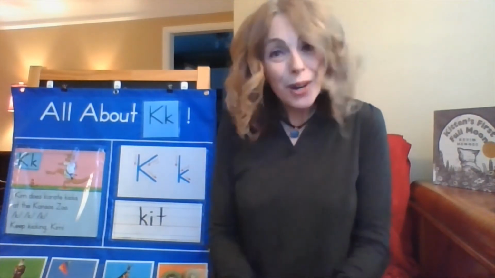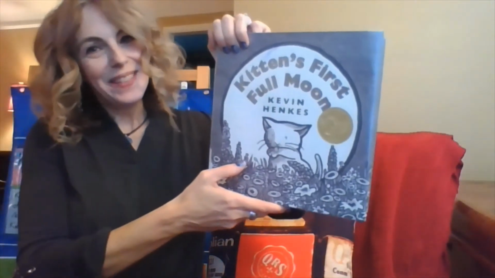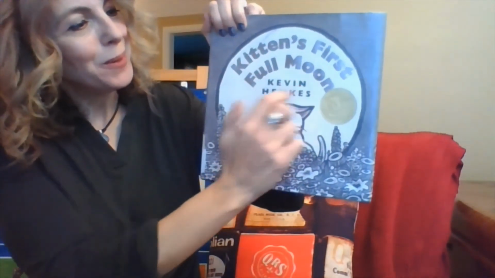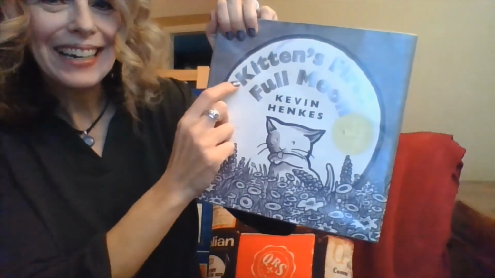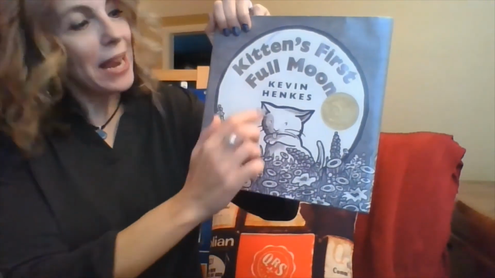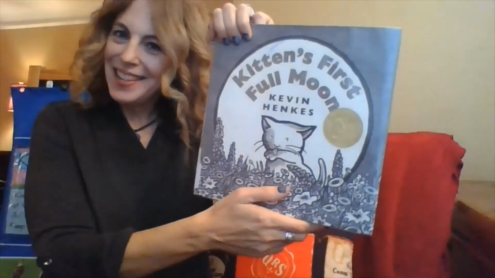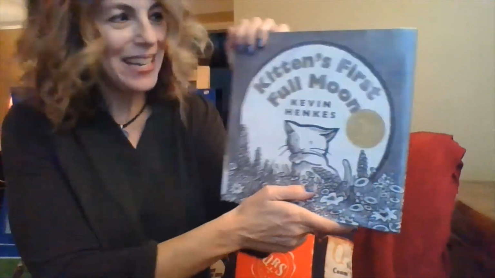And now we are going to do a book that has the letter K in its title. The title of the story that we're going to do today is Kittens' First Full Moon by Kevin Hanks. And as you can see, kitten is a K word, and our author's name, Kevin, also starts with a K, and he has a K in his last name also. So lots of Ks. You can kind of look for Ks in our story as I read it today.